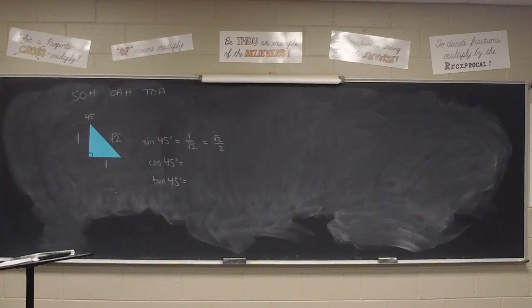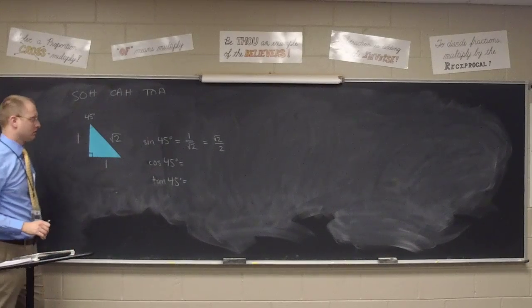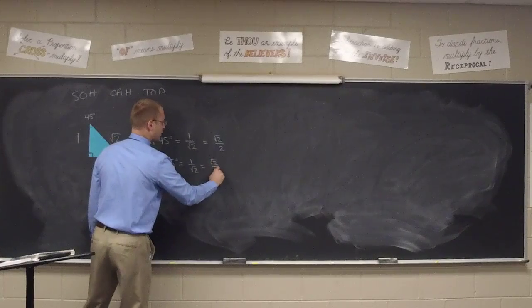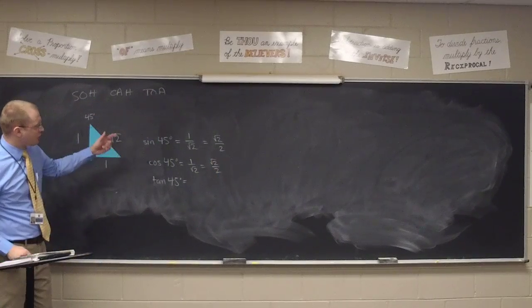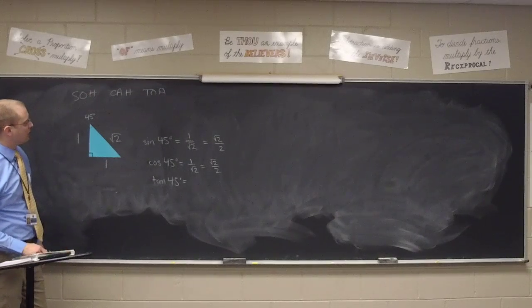All right, cosine is what over what, class? Adjacent over hypotenuse. And what do we get? 1 over square root of 2. Same thing. So again, square root of 2 over 2. So the sine and the cosine are the same. Interesting.